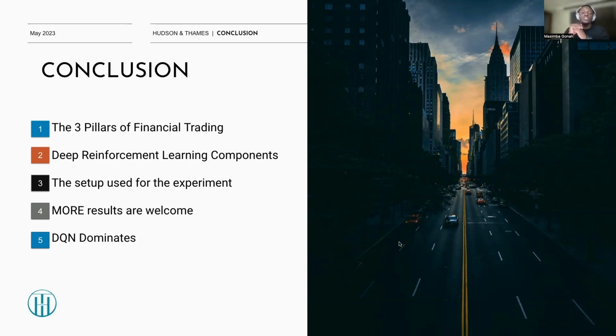So this is how I'd like to conclude today's reading group. Number one, the 3 pillars of financial trading. This is how the world of financial trading is governed today: fundamental analysis, technical analysis, algorithmic trading. And all of these 3 are not independent, they interact with each other. In most cases, you will always use either one of them, or both, or all 3 when you're building a strategy. Number 2, deep reinforcement learning and its components.